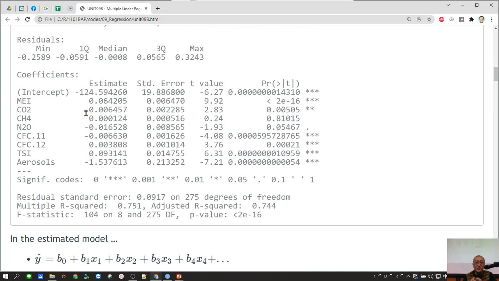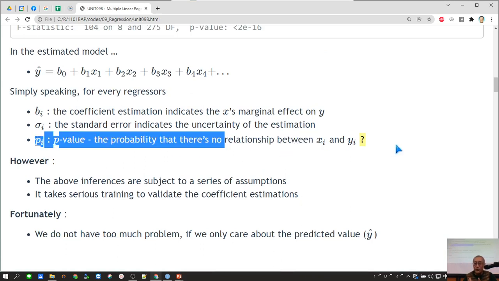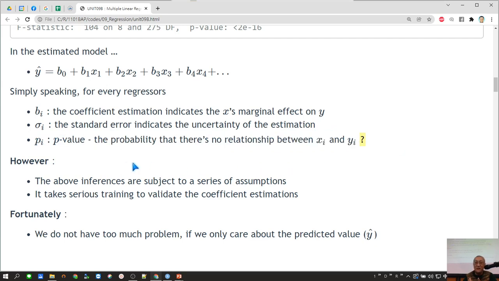And again, the coefficient comes with a standard error and also a p-value. As I say, we do not care too much about these two things in our course. Basically, you can treat the p-value as the probability that there is no relationship between x and y. I mean, put it simply. It's not precisely true.